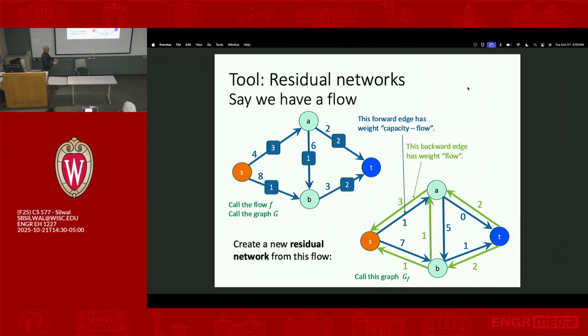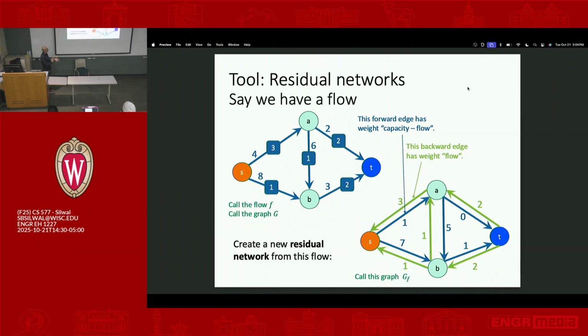So as you can see, this is some flow on this graph, and we can take this and construct this other graph. I haven't told you why we do that, but as we'll see, something about this graph is going to help us say, oh, can I actually make this flow a little bit better? That's the point of this graph. So that's the first step.